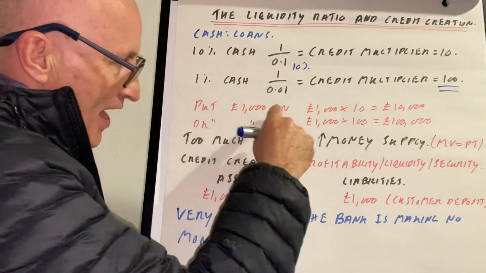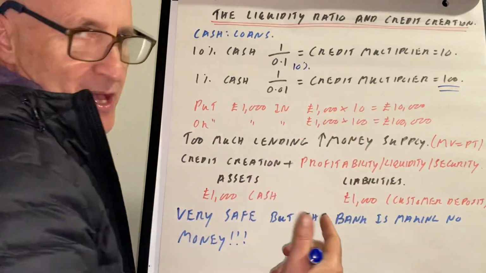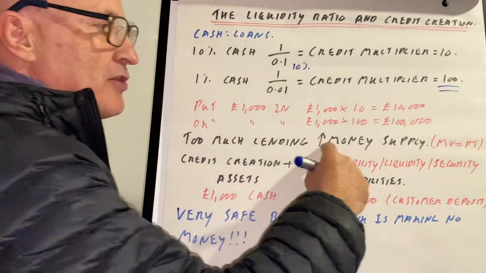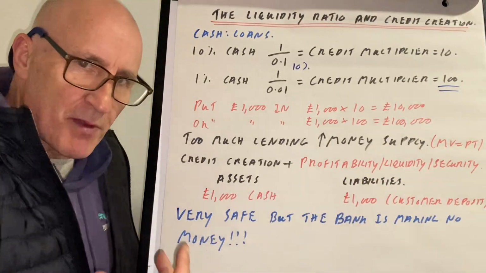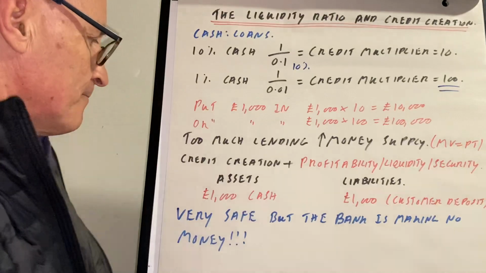Which means if you put £1,000 in, if it's 10, you get £10,000 out. £1,000 in, if it's 100, you get £100,000 out. So too much lending will increase the money supply. E.g., when there's too much money supply, remember MV equals PT, then we're worried that we might get inflation.